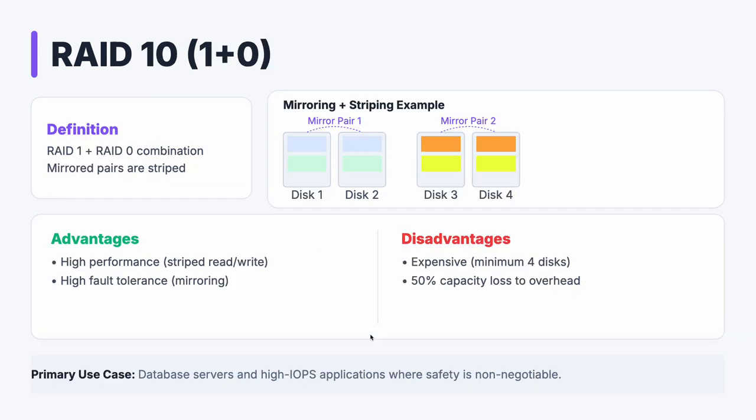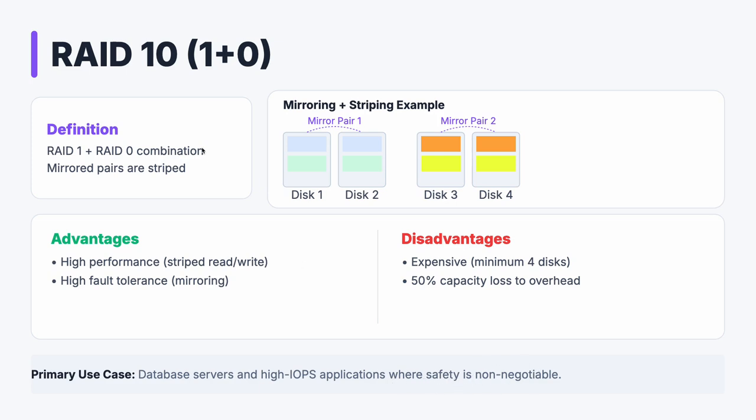Now let's talk about the last level, which is RAID 10. RAID 10 is a combination of RAID 1 plus RAID 0. So over here we will stripe the data plus we will mirror the data. The disadvantage is quite clear: it is expensive. In this example we need a minimum of 4 disks, and 50% capacity is lost as overhead because we are using mirroring. Performance will increase because we have 2 copies of the same data. Fault tolerance is high because of mirroring. Primary use case is database servers and high IOPS applications, where safety is non-negotiable.